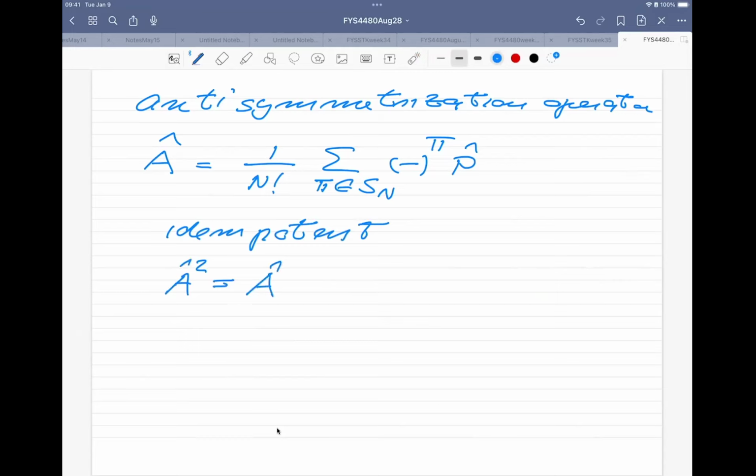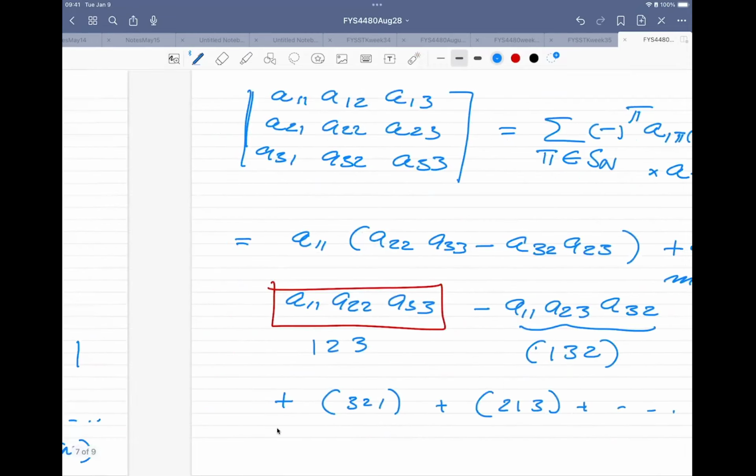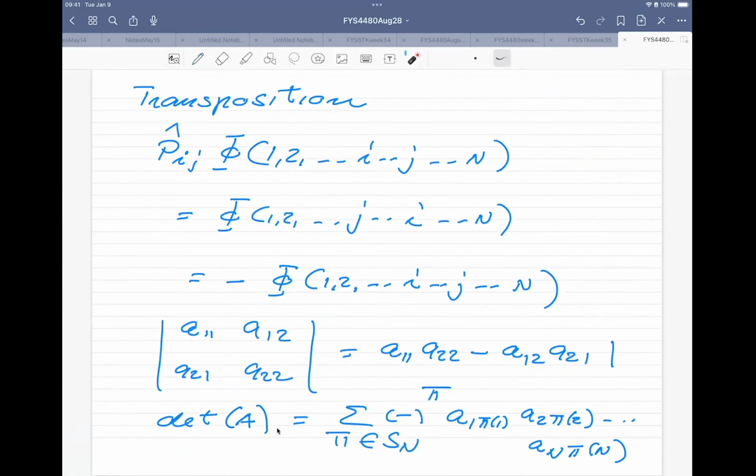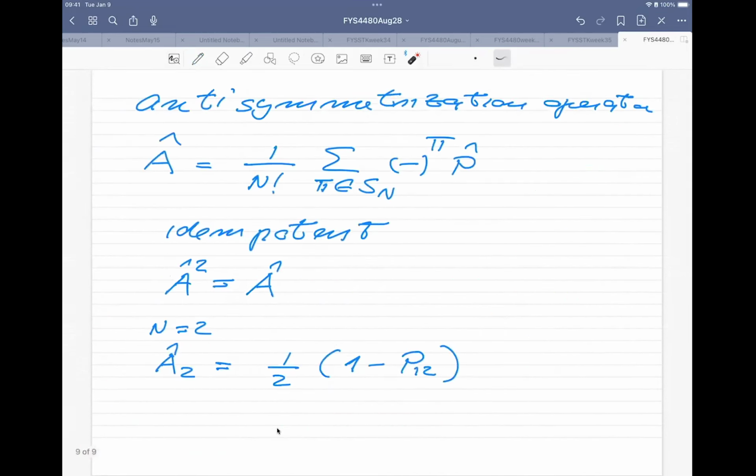So let me just show you a quick demonstration. If we have two particles or two objects, then this A becomes A of 2, and that is equal to 1/2, because we have 2 factorial. Then we have 1, so we are not doing any permutations. And then we have minus P12. So P12 corresponds to exactly what you saw here in this specific case, where we now interchange column 2 and 1. So this is just a way to label that specific permutation.